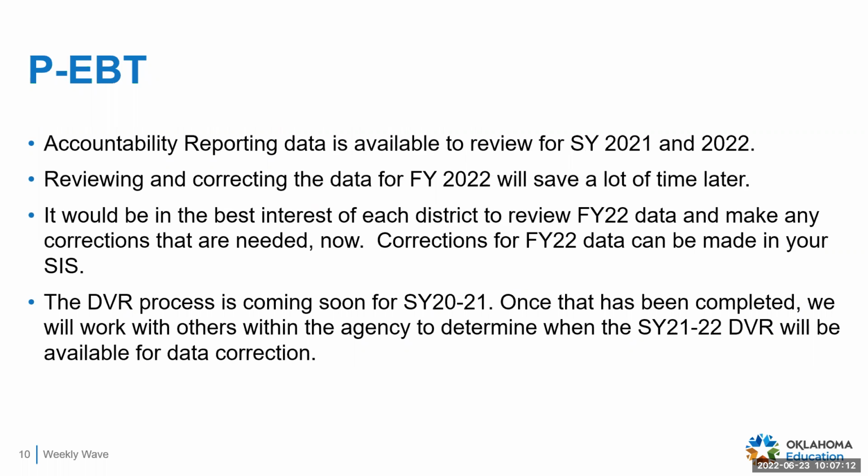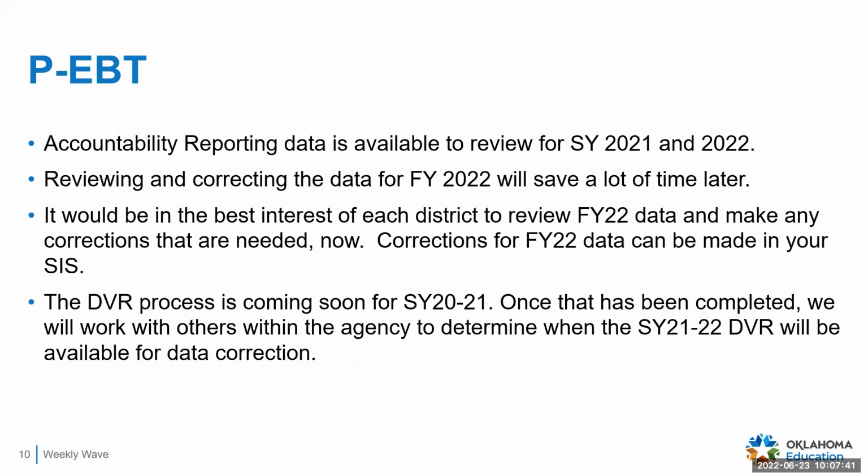PEBT accountability reporting is available for you to review for school year 2021-2022. That's just to review it. Since 2021 is already gone, review that 2022 data now. That way you can go into your local SIS and make those changes now in your local system. It's going to save you a lot of time.